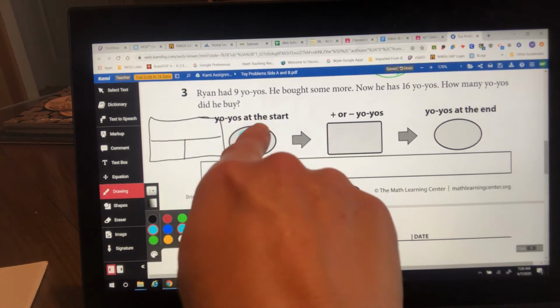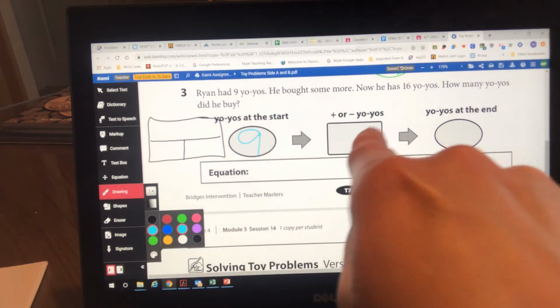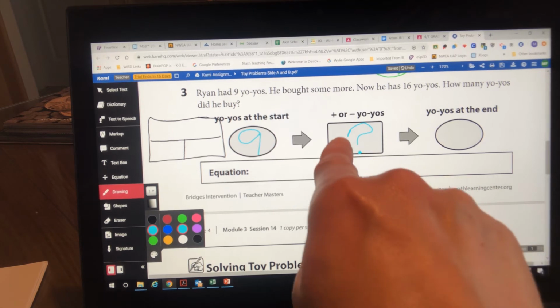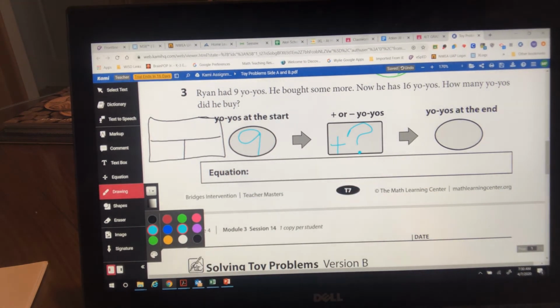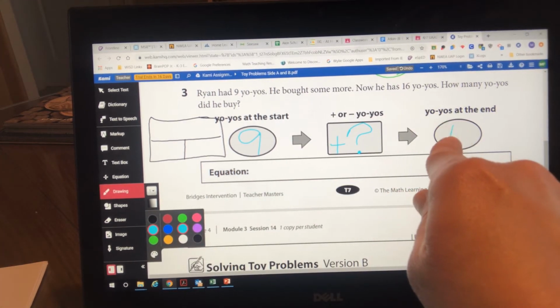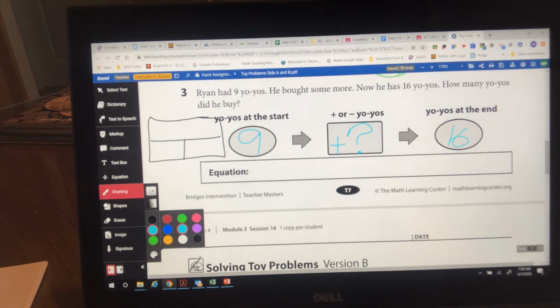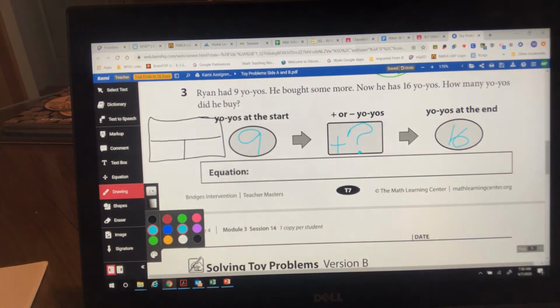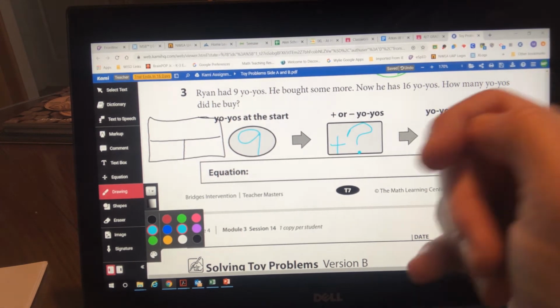In the story at the beginning, Ryan had 9 yo-yos, and then he bought some more. We don't know how many, but he bought more. So the mystery number goes here, not a number, a question mark, and a plus sign, because that is our unknown. Now he has 16 yo-yos. How many yo-yos did he buy? Well, let's figure out what kind of pattern this is so we know whether we're adding or subtracting. Even though it's an add to story, we've learned that we don't always add in an add to story. So let's figure this out.